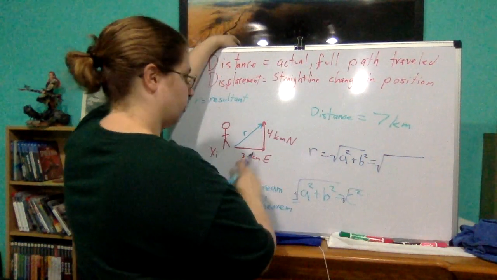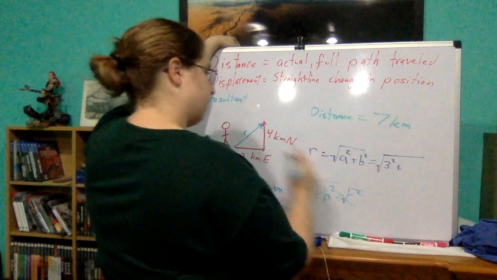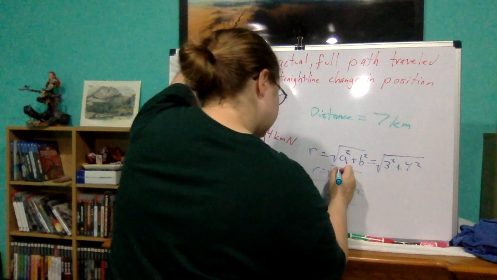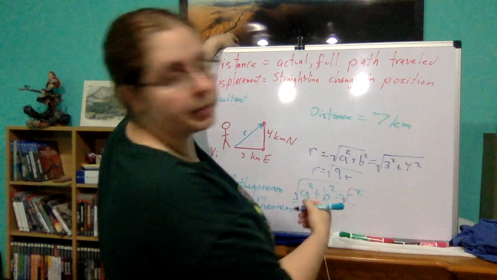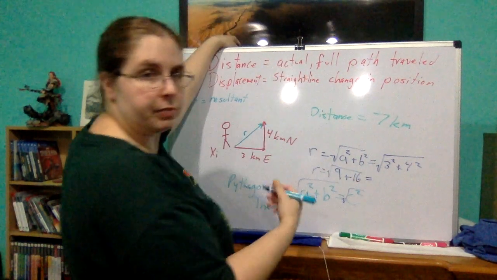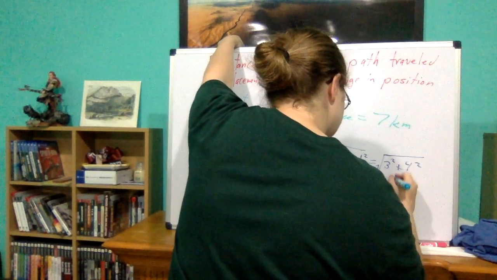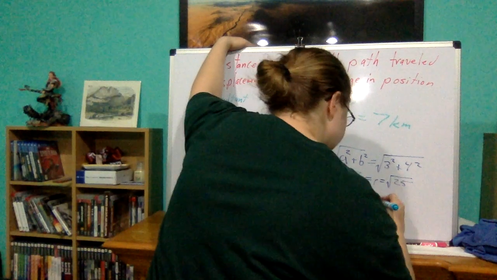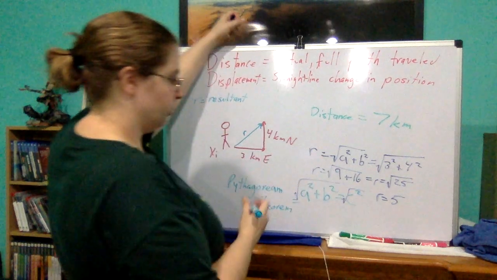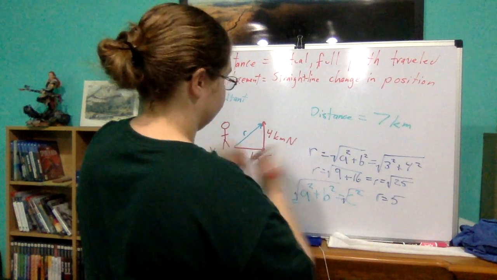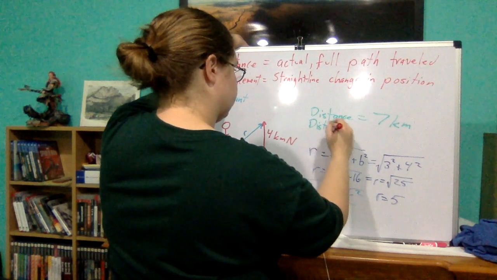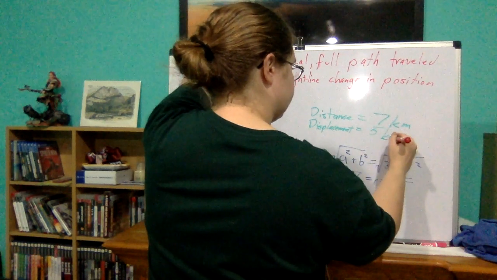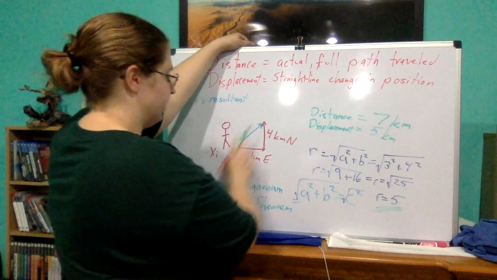So our resultant would be the square root of 3 squared plus 4 squared. 3 squared is 9. 4 squared would be 16. Now if you add up 9 and 16, you get 25. So our resultant is the square root of 25, which would be 5. Therefore, our displacement is 5 kilometers, and you can say that is northeast.